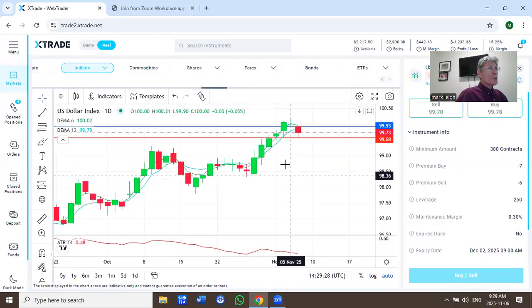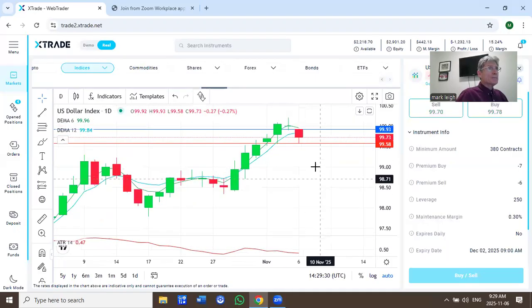Let's have a look at the US dollar's performance today. Red candlestick first, the first red candlestick we've seen in the past 6 days. US dollar sold off this morning on the index. I've got resistance at 99.92 and I've got support at 99.58. You can see a wick left behind here.